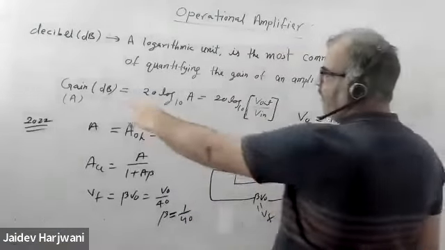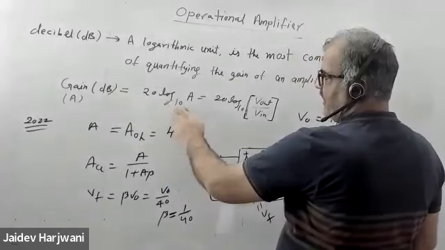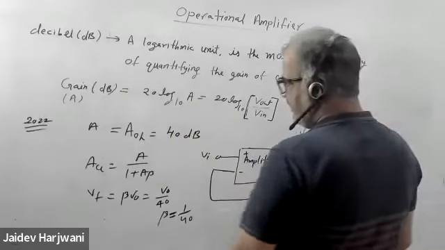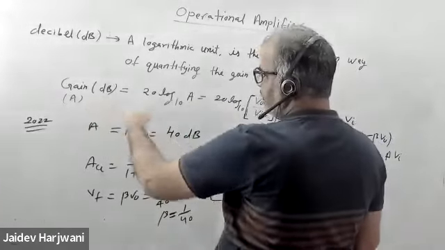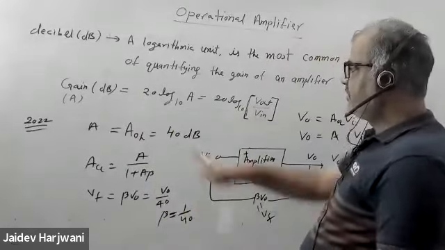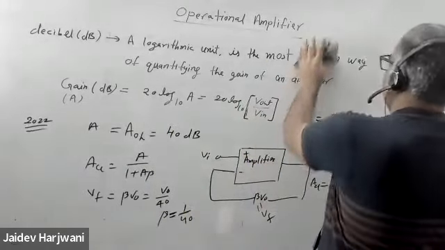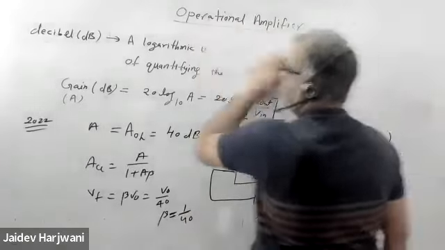So gain you can calculate like this. If gain in normal numbers is given, then you can convert it into decibel by 20 log A. This is the formula for gain.